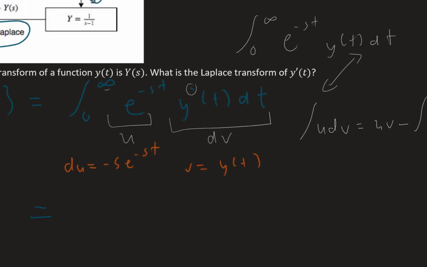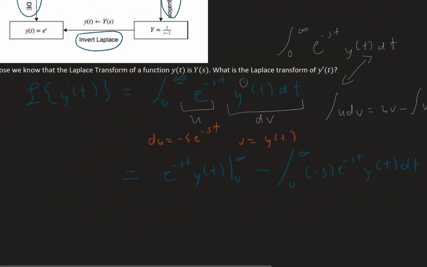Substituting this in to the integral above, we get u times v, which is e to the negative st times y of t, evaluated at the limits of 0 and infinity, minus integral 0 to infinity of negative s e to the negative st times y of t dt.